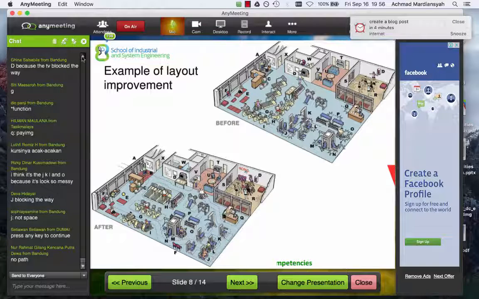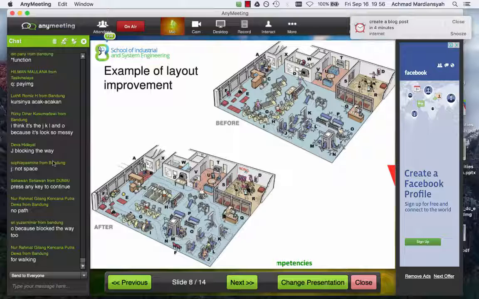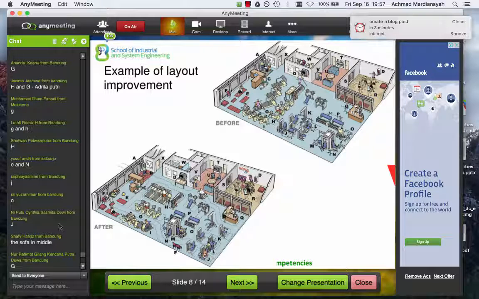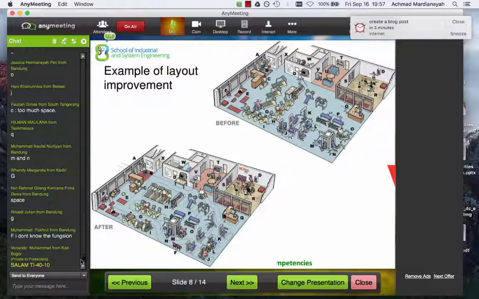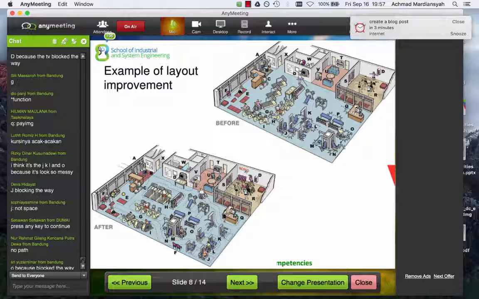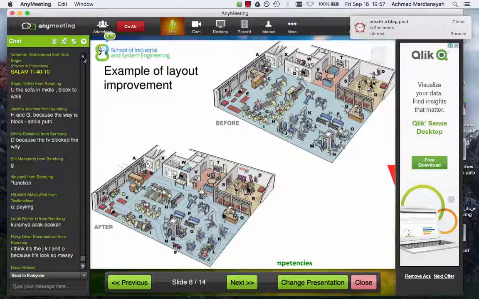D, because the TV is blocking the way. Thank you very much. Sofa in the middle. What is it? Okay, you don't type here. What else? Sofa in the middle blocks the walk. That's a good observation.